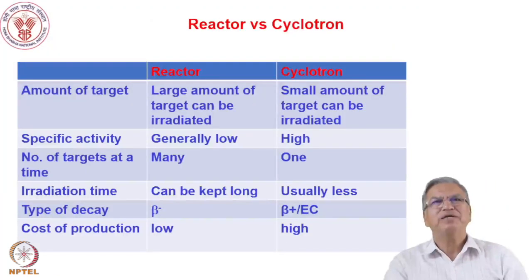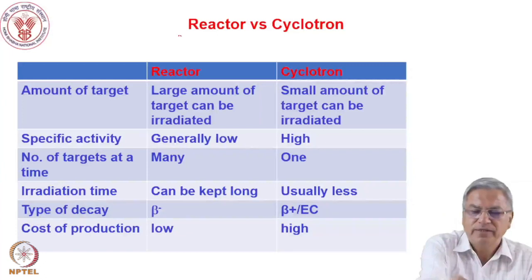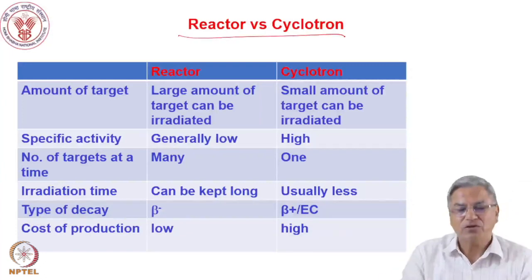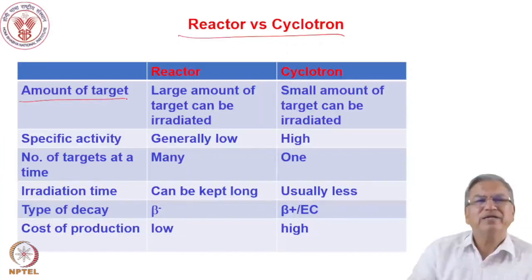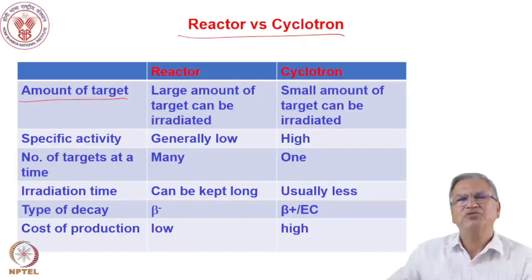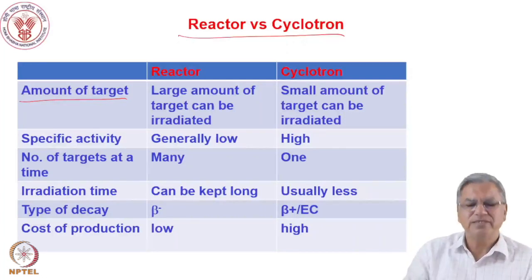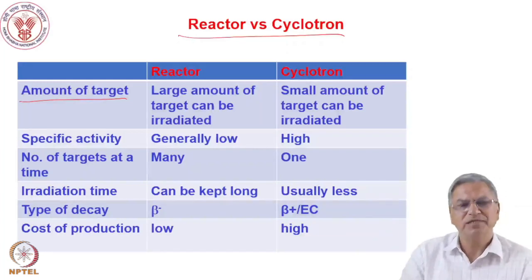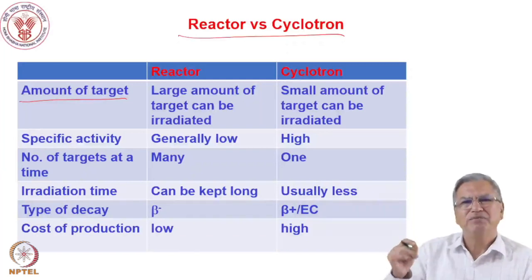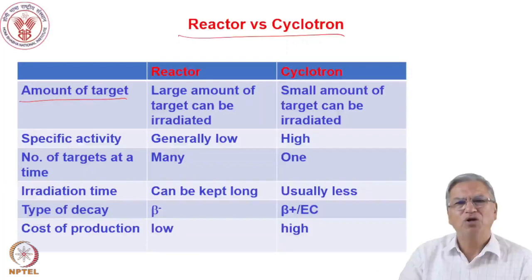So let us compare the radioisotope production in a reactor and a cyclotron with different attributes. You can see here, in the case of a reactor, it is in a big sea of neutrons. So you can irradiate a large amount of target material, like cobalt metal, you can irradiate 10, 20 grams, even 100 grams. But in a cyclotron, where the beam is traveling, the beam dimensions are very small, a few millimeters. So you cannot irradiate a large quantity.